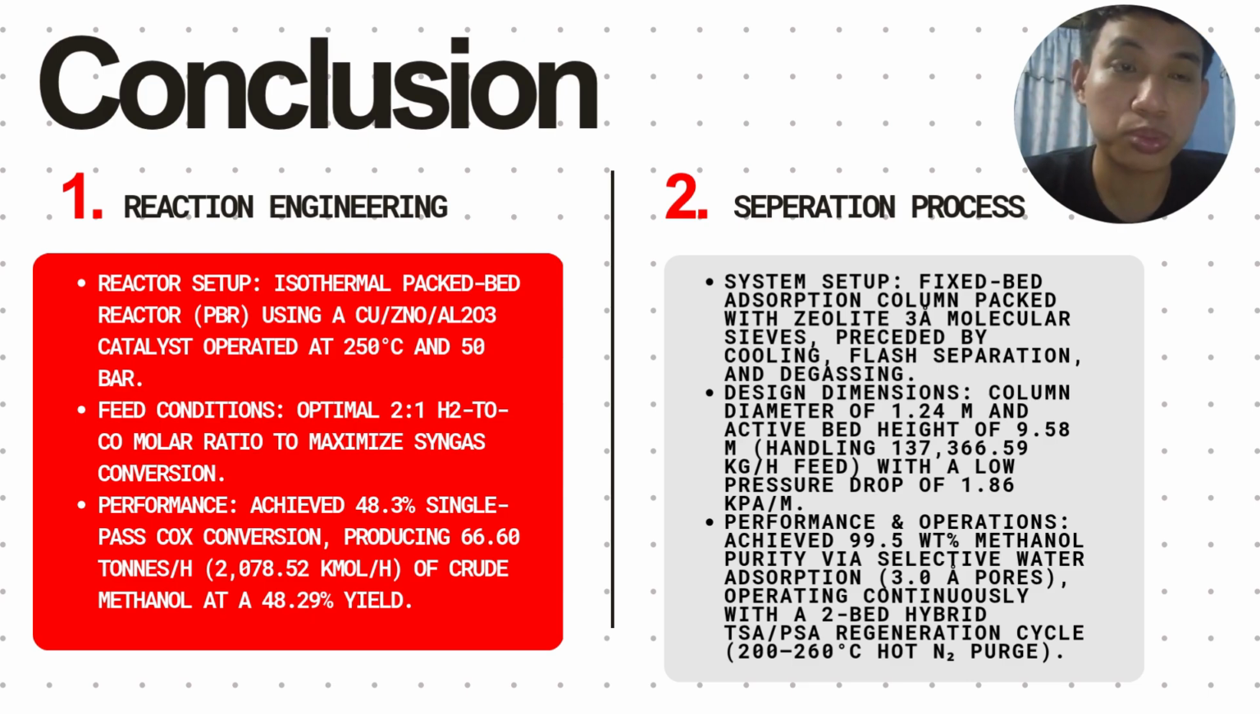The conclusion for the separation process: we use a fixed bed adsorption column packed with zeolite A molecular sieve, followed by cooling, flash separation, and a degassing column. The dimensions for the column: the column diameter is 1.24 meters, the bed height is 9.58 meters, with a low pressure drop of 1.86. We managed to achieve around 99.5 percent methanol purity via selective water adsorption.